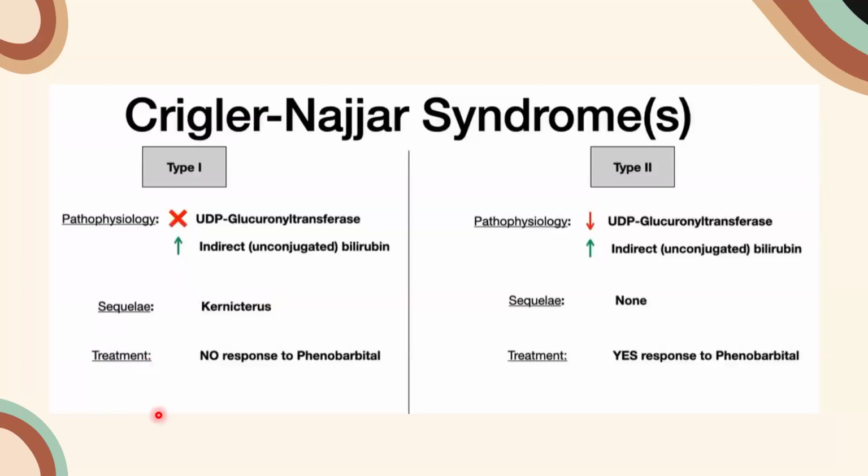Treatment basically is liver transplant. They won't respond to phenobarbital. Whereas in type 2, the UDP enzyme is present, but in reduced number. And so there will be an increase in indirect bilirubin, but not as high as type 1. They're not going to develop kernicterus because some of it is being conjugated. And treatment is that, yes, they respond to phenobarbital.